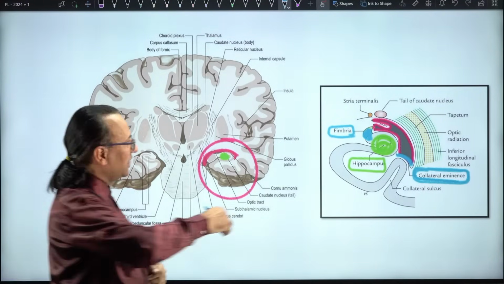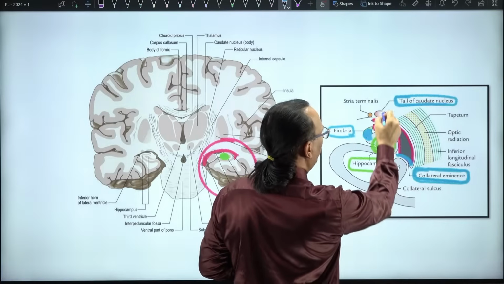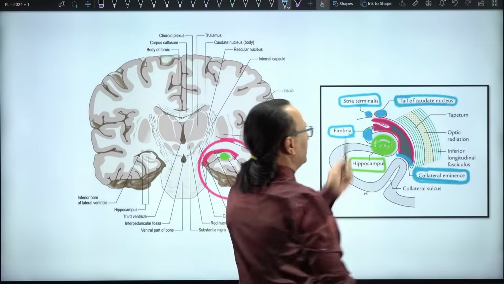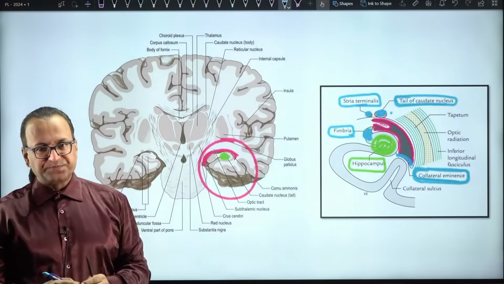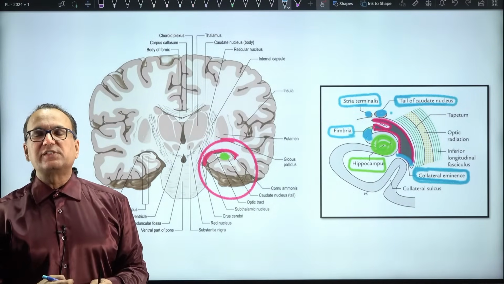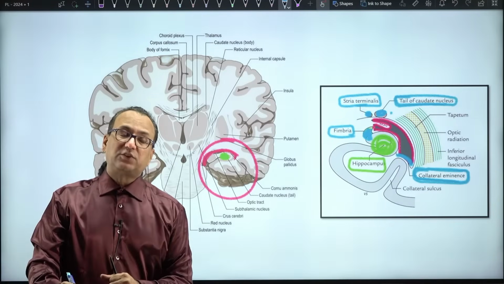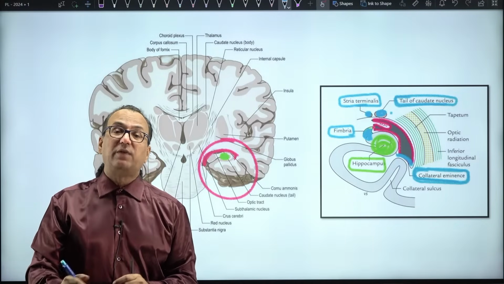And what you find is that the tail of caudate nucleus is not at the floor, it is at the roof, along with stria terminalis. So tail of caudate nucleus, stria terminalis, we don't teach such things normally. These things are taught in the first year undergraduate level, and the examiner somehow just wants to assert himself, that don't think you will escape.